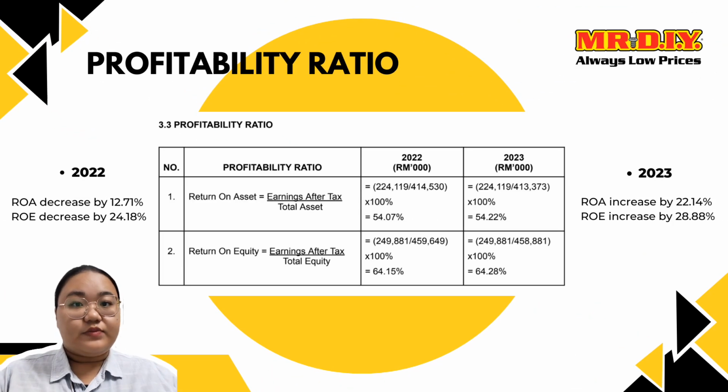The ROA decreased by 12.71% in 2022, indicating a loss for the company related to its total assets. On the other hand, the ROA significantly rose by 22.14% in 2023. The ROE was declining by 24.18% in 2022, indicating a poor return for stockholders. However, the ROE increased 28.88% in 2023, indicating increased shareholder profitability.